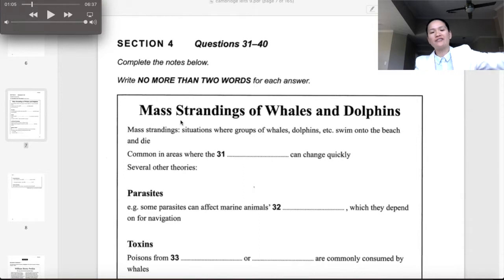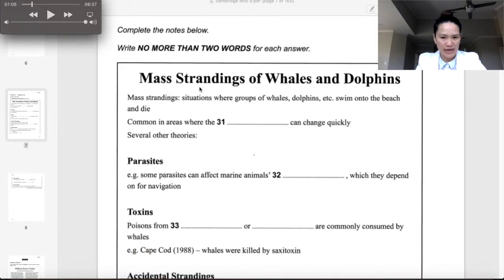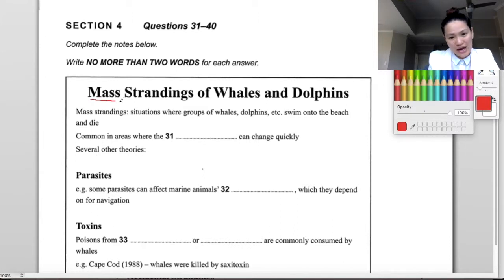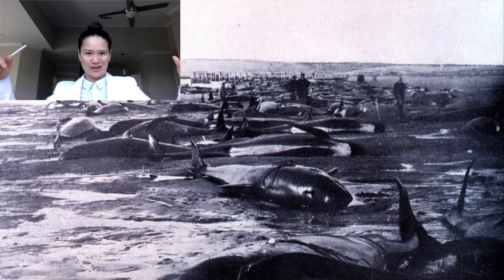But first, I want you to look at this one. Let's go step by step together. You can see this one is about the mass strandings of whales and dolphins. First, I would like to ask you: do you know the meaning of the mass strandings of whales or dolphins? What is it? Okay, I'll show you. Look at the picture here.